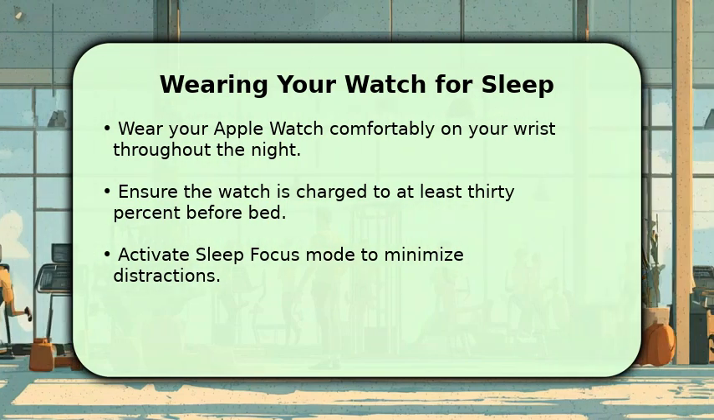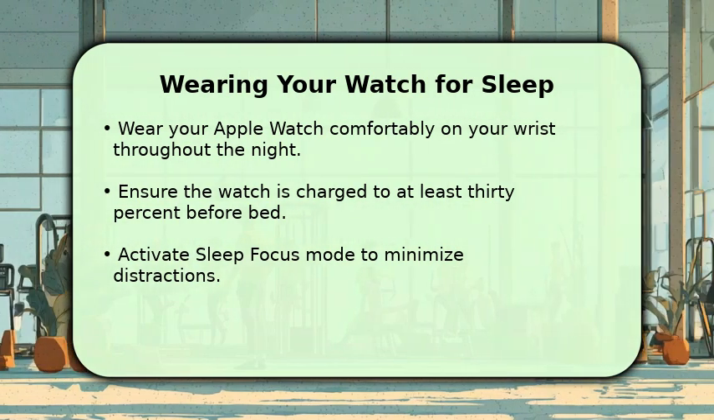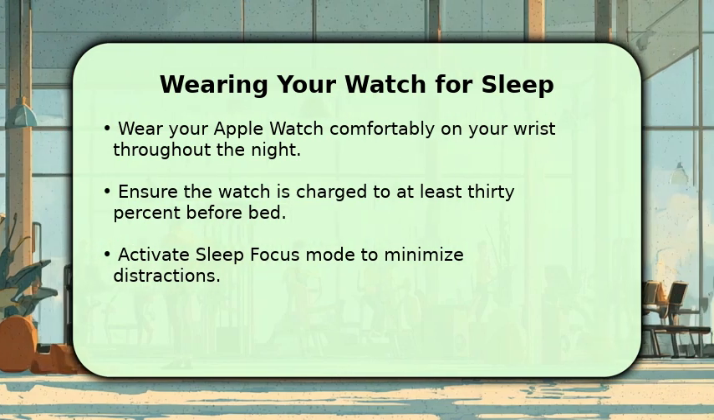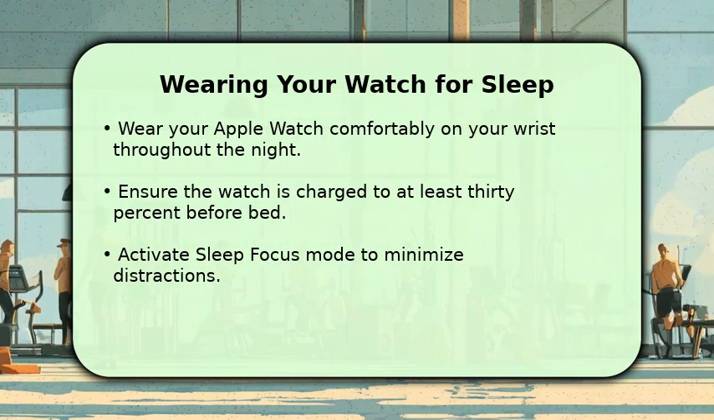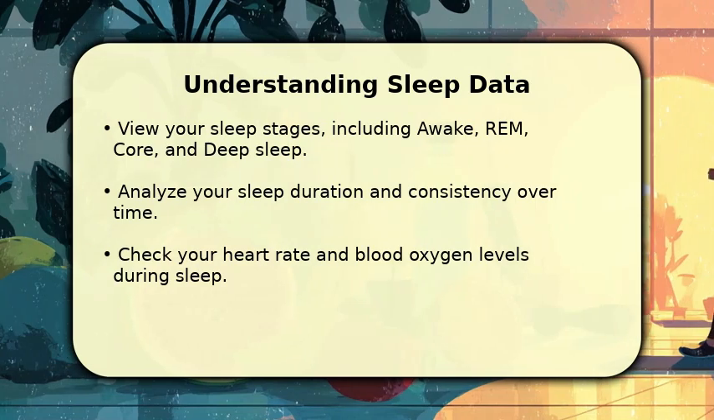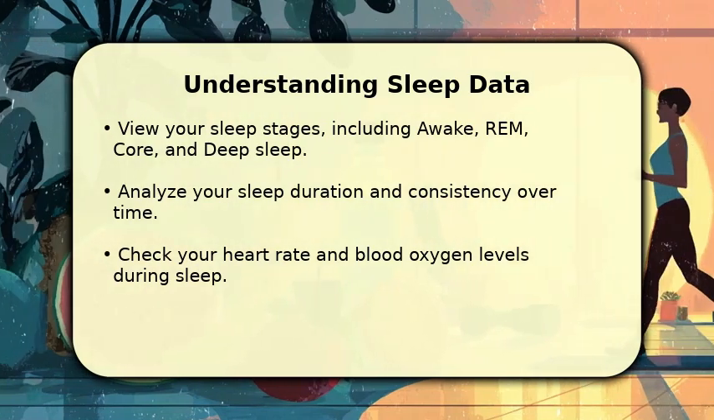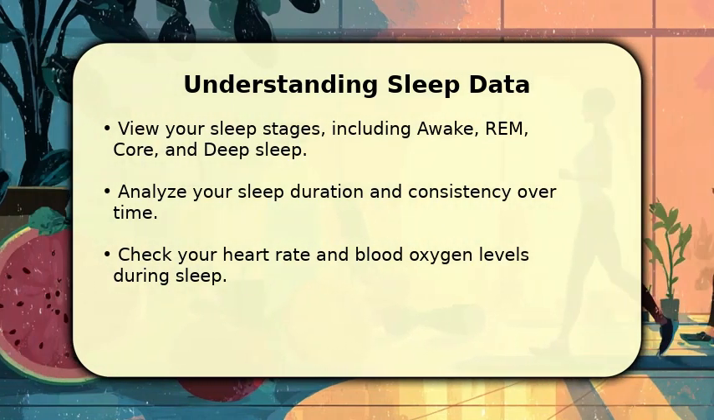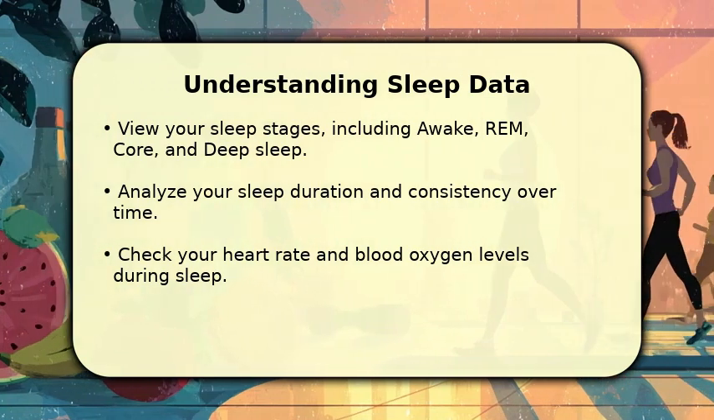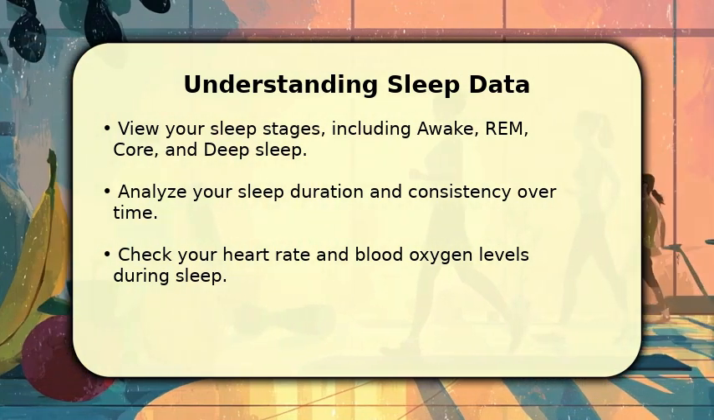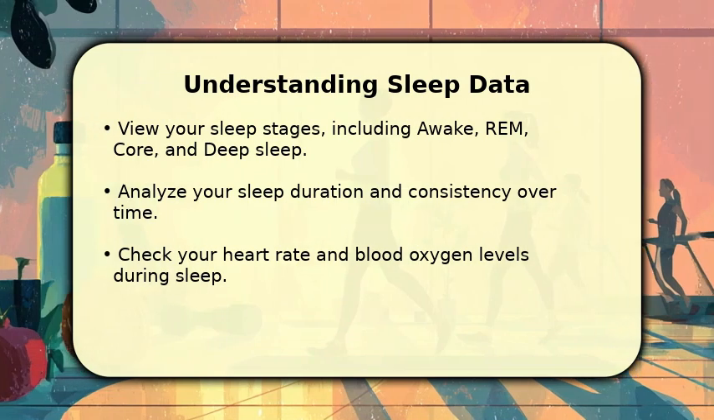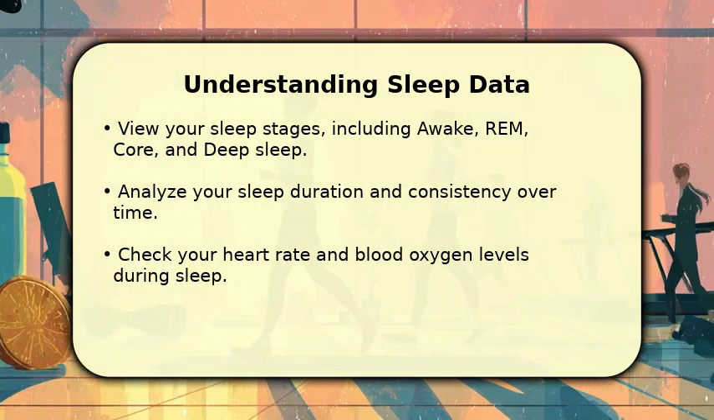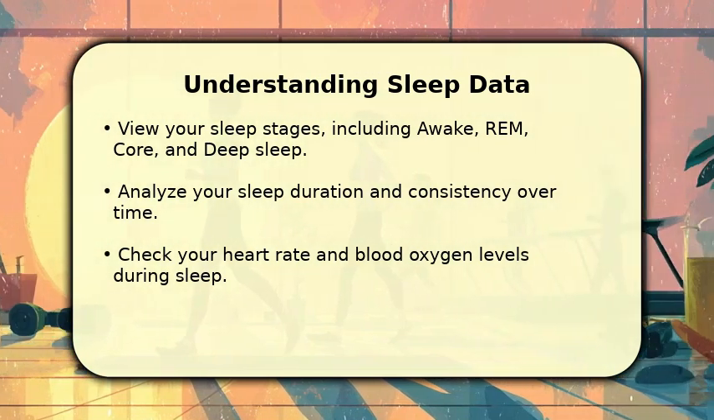Your watch will then automatically detect when you fall asleep and wake up, recording your sleep stages without any extra effort from you. After a night's sleep, you can view your detailed sleep data. The Health app on your iPhone will show your sleep stages: awake, REM, core, and deep sleep. You can also analyze your total sleep duration and consistency, helping you identify patterns.